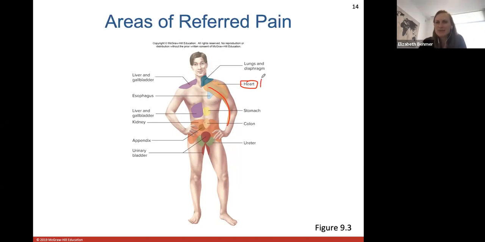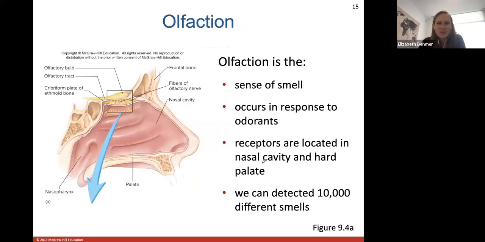Just because that's maybe the very common problem that occurs, a heart attack, that's often very known, but you can see other areas of referred pain: liver, gallbladder, the right shoulder, lungs and diaphragm, the left upper neck, your esophagus, liver and gallbladder, kidney, stomach, and then the urinary bladder, ureter. So interesting, urinary bladder can even be referred to the inner thigh region if anything is wrong with that. So that's referred pain.